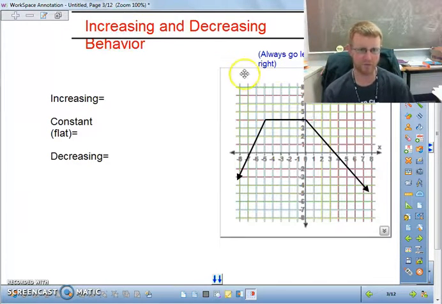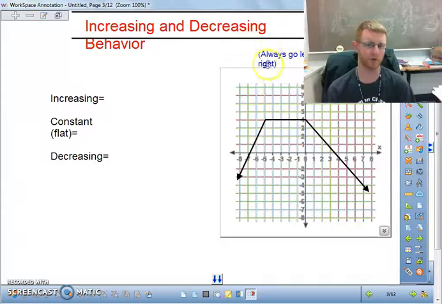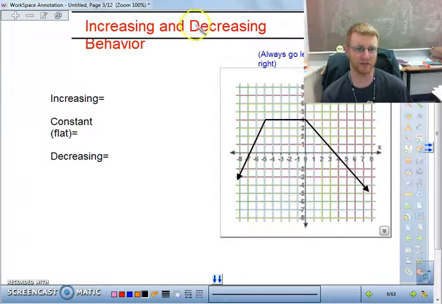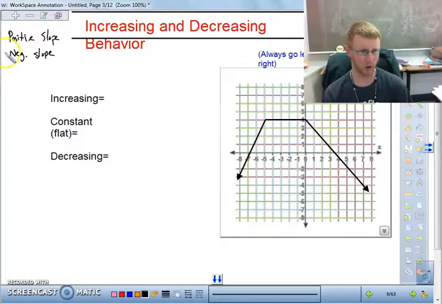So we're looking at this graph here, and you see on this top here, it says always go left to right. So basically, we are going to discuss how do we know when a function is increasing and decreasing. So keep in mind, increasing and decreasing is another way of saying positive slope and negative slope. And I think that all of you can look at a graph and see where there's a positive slope and where there's a negative slope. And of course, no increase or decrease would be a zero slope. So positive slope is increasing, negative slope is decreasing, and zero slope is constant.